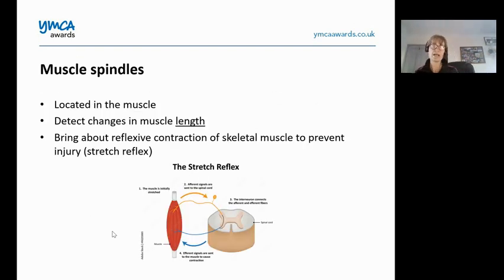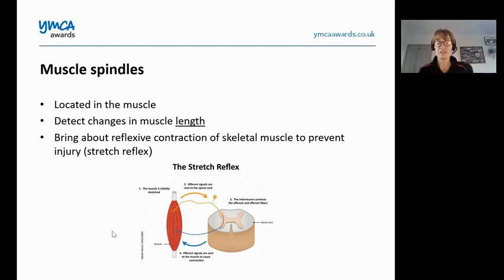So muscle spindles first, and these are found within the muscle, located actually in the muscle, kind of wrapped around the muscle fibers themselves. And these detect changes in length. So muscle spindles detect changes in length. And what happens when they detect a change in muscle length is they bring about a reflexive contraction of skeletal muscle. So I said at the beginning how some of our nervous system responses occur at spinal level, and this is an example of one of those reflexive spinal level contractions that happen to prevent injury.